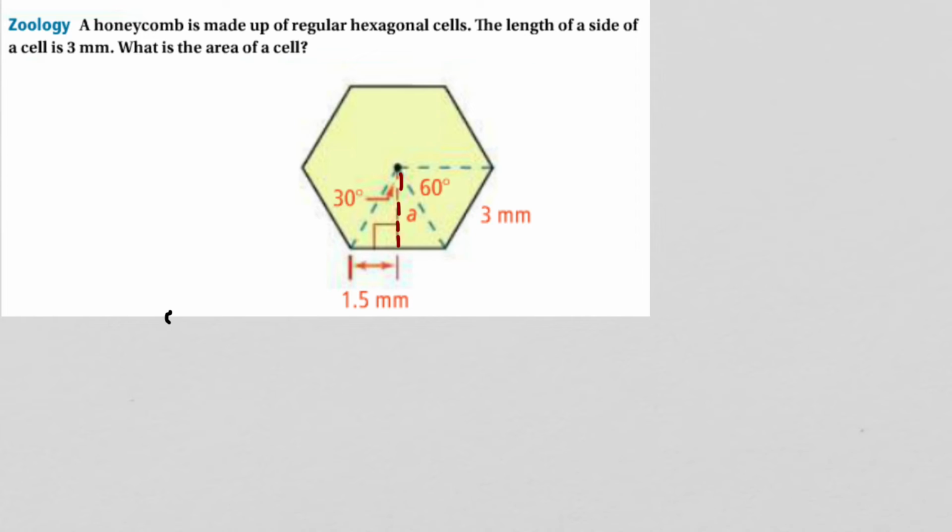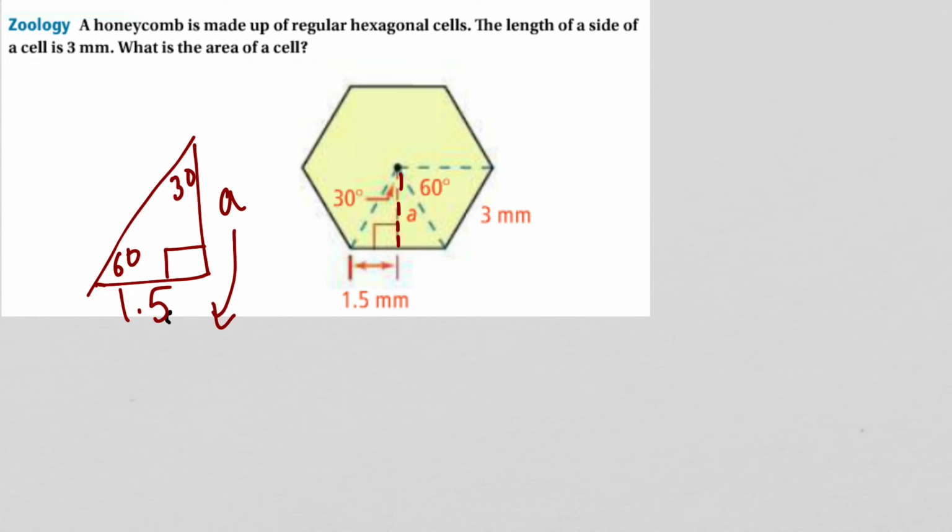Well, if you notice, they're already giving us the angles inside a hexagon. So this right triangle here that I'm going to pull out, we got 1.5. We're looking for the apothem. We know this is 30, so this has to be 60. So this is a 30, 60, 90 right triangle. What would be side A then? Looking at our special right triangle formulas, A would be the 1.5 times root 3.